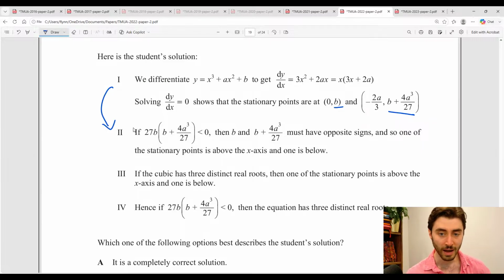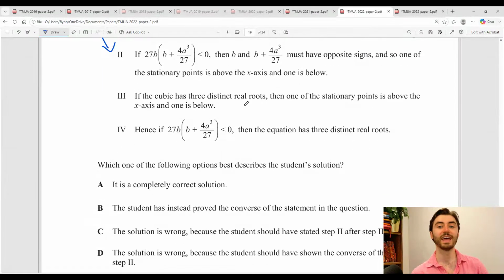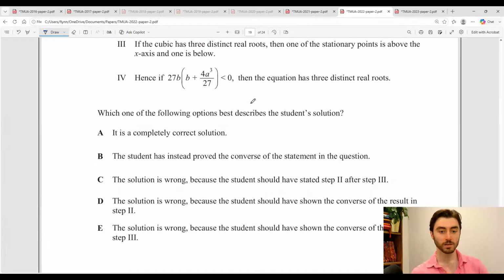Cool. Now, if we have these stationary points, we can show that if we multiply the y's together, we get something less than 0, so they have opposite signs, so one is above, one is below. Cool. What we should then do in step 3 is say, therefore, if one of the stationary points is above and one is below, then the cubic has 3 distinct real roots. So the solution is wrong because the student should have shown the converse in step 3, which I thought was just an interesting one to bring to your attention if we're going through the sort of weird stuff that happens in paper 2.